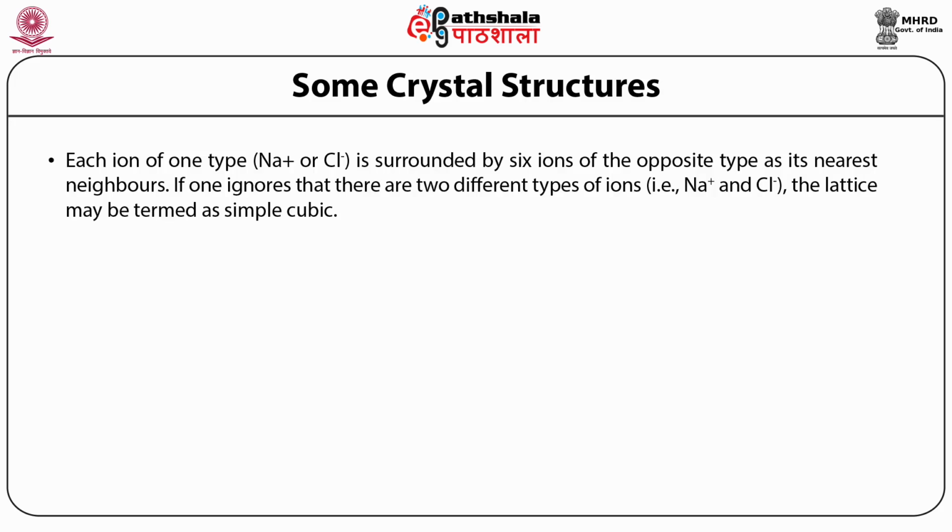If one ignores that there are two different types of ions, namely Na+ and Cl-, the lattice may be termed as simple cubic.